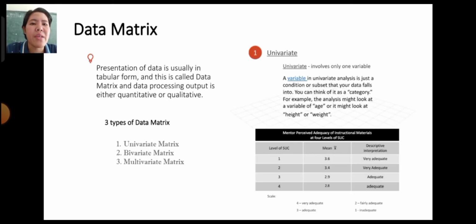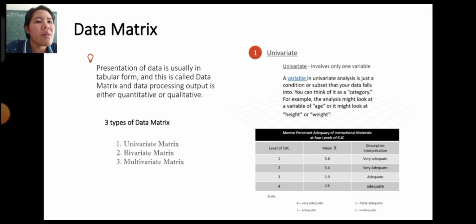Okay, data matrix. Presentation of data is usually in tabular form, and this is called data matrix, and data processing output is either quantitative or qualitative. Okay, 3 types of data matrix. First is the univariate matrix, the bivariate matrix, and the multivariate matrix.